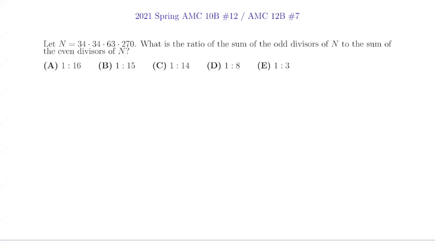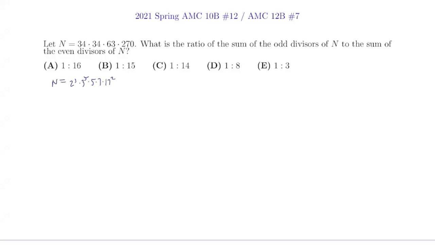Let n equal 34 times 64 times 63 times 270. What is the ratio of the sum of the odd divisors of n to the sum of the even divisors of n? We start off this problem by taking the prime factorization of n. This ends up being 2 cubed times 3 to the 5th times 5 times 7 times 17 squared.